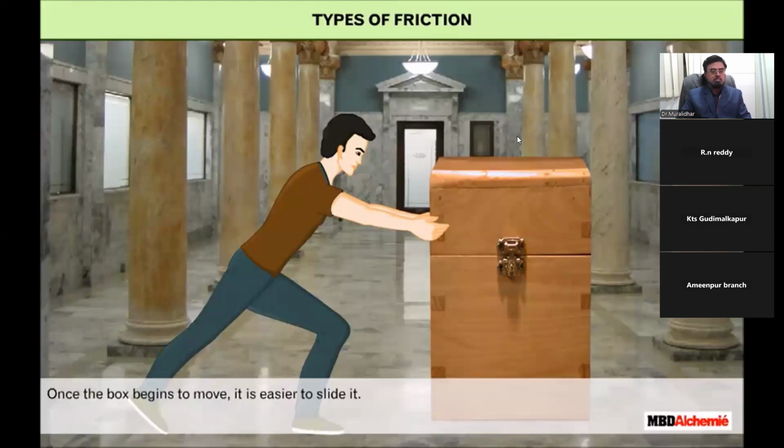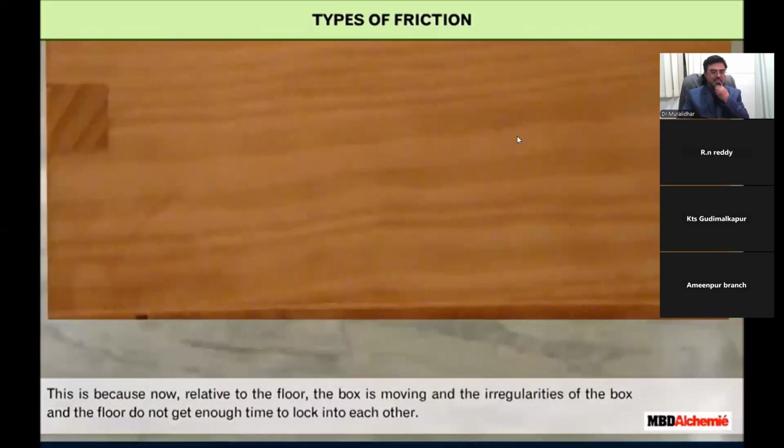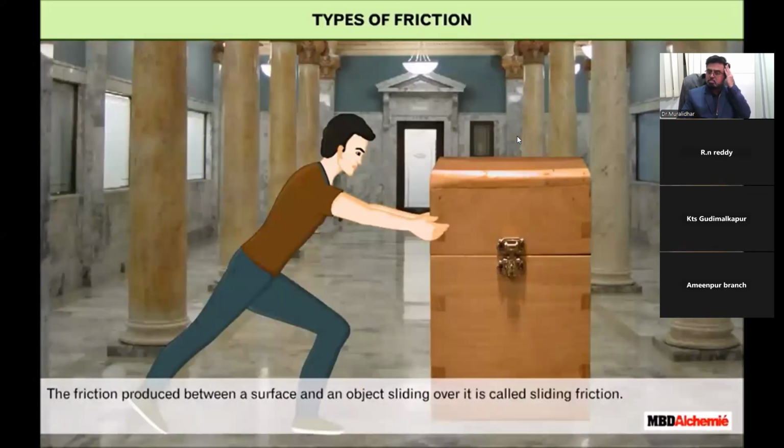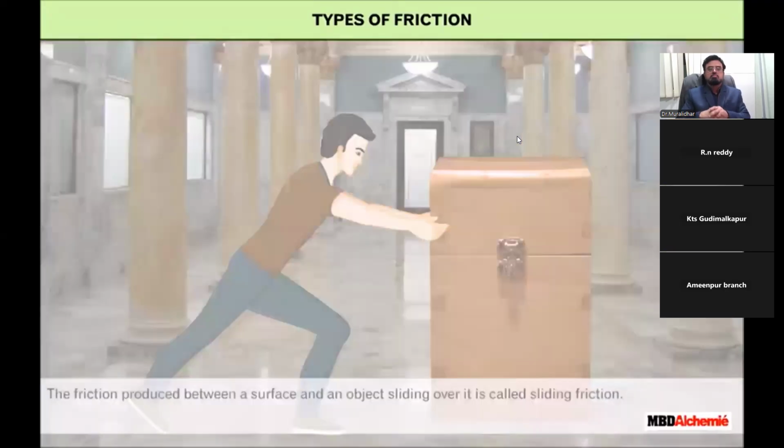Once the box begins to move, it is easier to slide it. This is because now, relative to the floor, the box is moving and the irregularities of the box and the floor do not get enough time to lock into each other. The friction produced between a surface and an object sliding over it is called sliding friction.